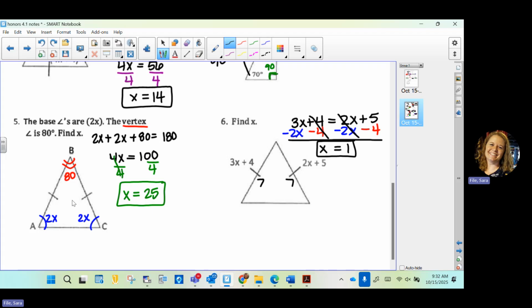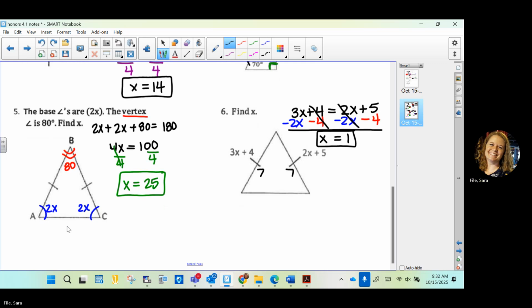Okay. Now this one, now that I know the angle measures, I could classify the angles on this one. So what would this be? It is isosceles, but I can also classify by the angle measures because I know the angle measures here. That'd be 80, 50, and 50. So that one would be acute isosceles.